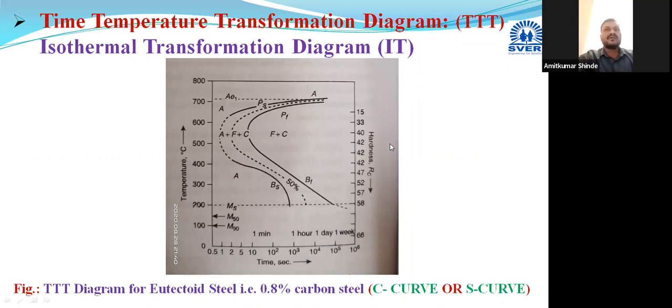Okay, now I will explain it again. In the time temperature transformation diagram, a number of steel samples are collected and they are initially heated in a furnace. In one furnace they are heated in the austenitic region, and the temperature is above A1, so that we get the austenite phase. Here we are providing some holding time or soaking time to get uniform austenite in this region.